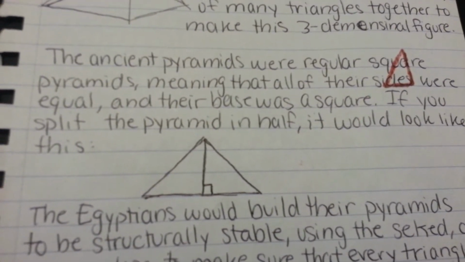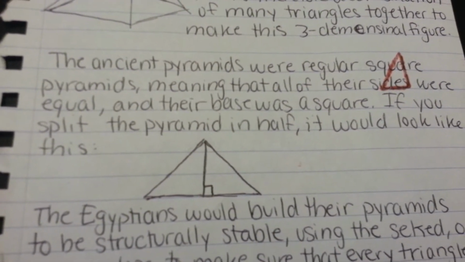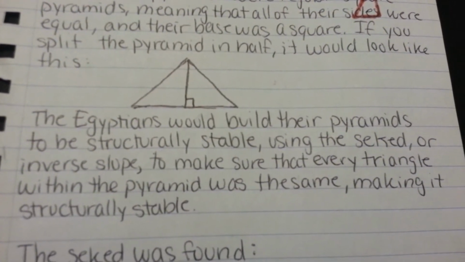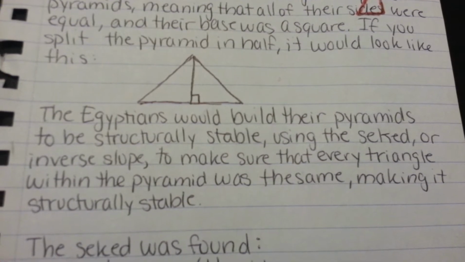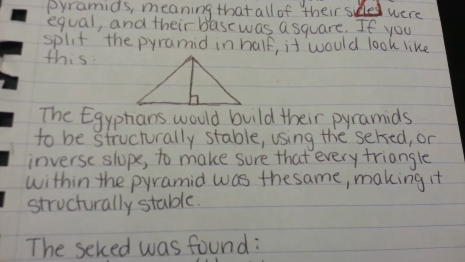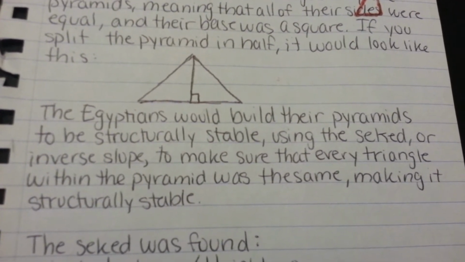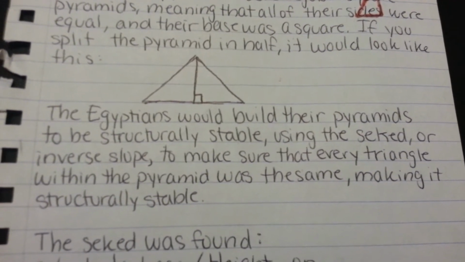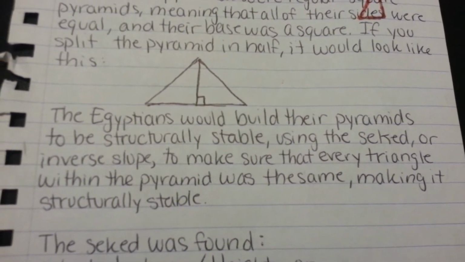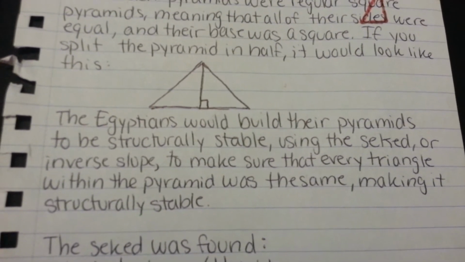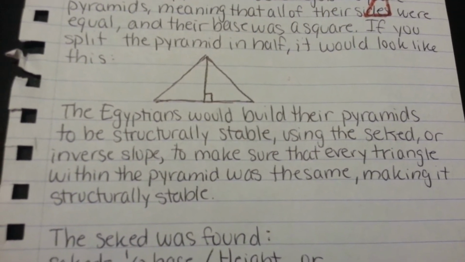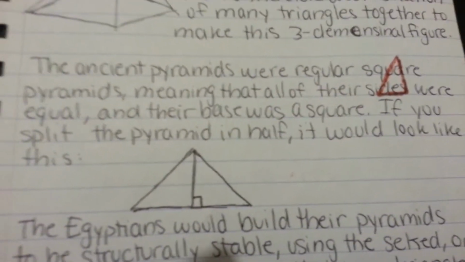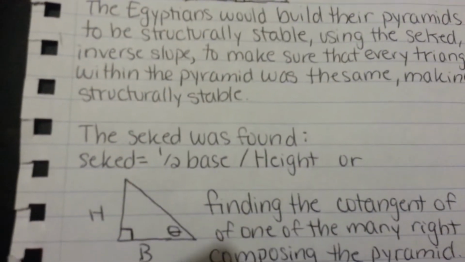And one of these right triangles is the pyramid split into a fourth. The Egyptians would build their pyramids to be structurally stable using the secant, which is the inverse slope, to make sure that every triangle within the pyramid was the same, making it structurally stable. What I mean by the inverse slope is that instead of using rise over run, the Egyptians would use run over rise, which is the cotangent of one of those right triangles, which is 1/4 of the pyramid.